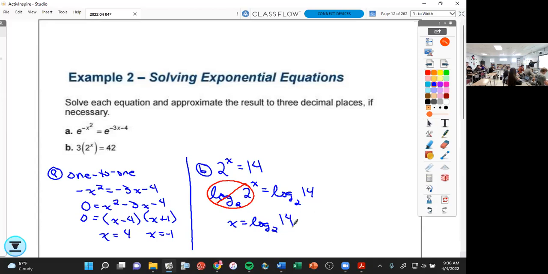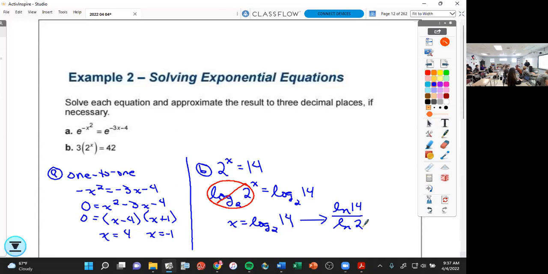Now, this said solve each equation and approximate the results to 3 decimal places if necessary. We can do this one of 2 ways. I can either use change of base or I can use technology to figure out what is log base 2 of 14. Just for review, change of base. And remember, you can change to any base you want. And just because of mathematician laziness, writing natural log is easier than log because it's only 2 letters versus 3. I could actually write this as natural log of 14 divided by natural log of 2, right? The higher number goes on top, the base goes on bottom.